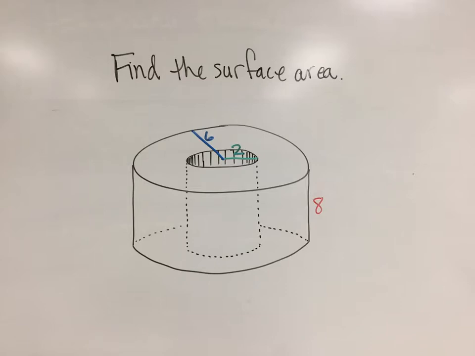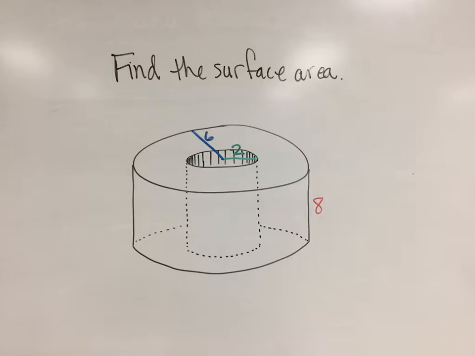So here we have a modified cylinder. Think of a toilet roll on a toilet paper roll. So we're going to find the surface area of every part of the tangible surfaces of this.